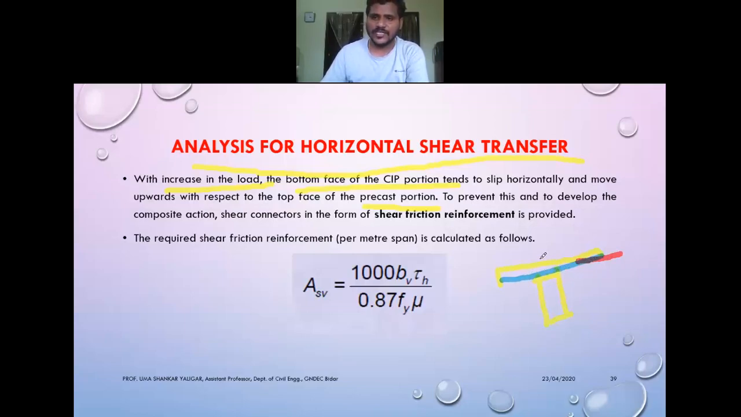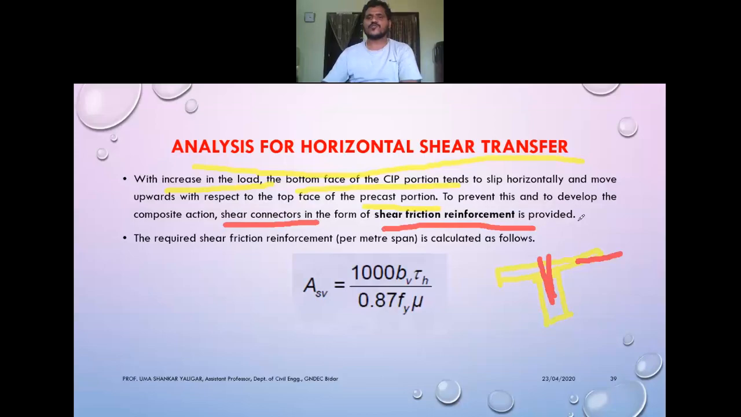To reduce this, we need to provide some reinforcement at this point, vertical reinforcement, and this reinforcement is called shear friction reinforcement. Here the slip is happening, and also the flange and web are separating. To prevent this and to develop the composite action, we provide vertical reinforcement, sometimes called shear connectors. That is, shear friction reinforcement is provided.